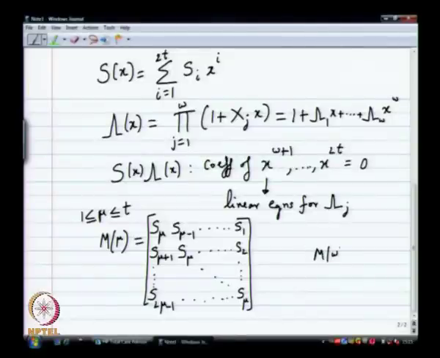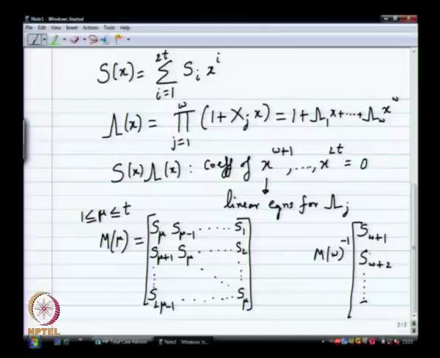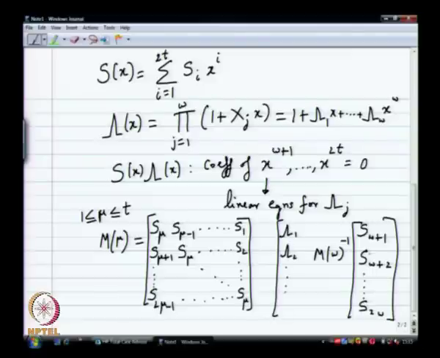M of w inverse multiplied with S w plus 1, S w plus 2, all the way till S 2 w. Am I right? This will give you lambda 1, lambda 2, lambda w.